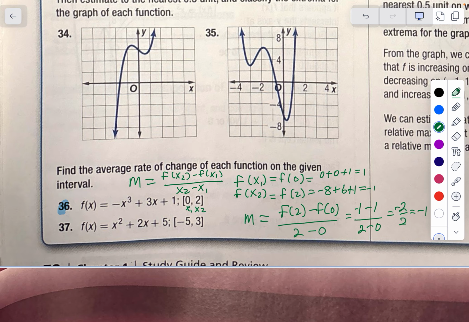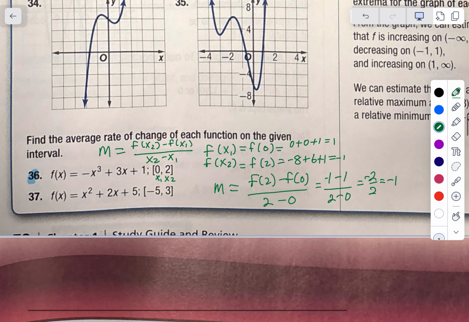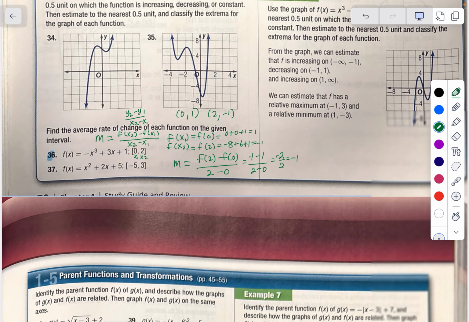I'll give you a function, I'll give you an interval, and I'll ask what is the average rate of change along that interval. You could even write y2 minus y1 over x2 minus x1. Same thing. The points were: I plugged in 0, I got 1. I plugged in 2, I got negative 1. So if you use the traditional slope formula, it will work as well. It's the same thing. Okay. So that's all you need to know from 1.4.